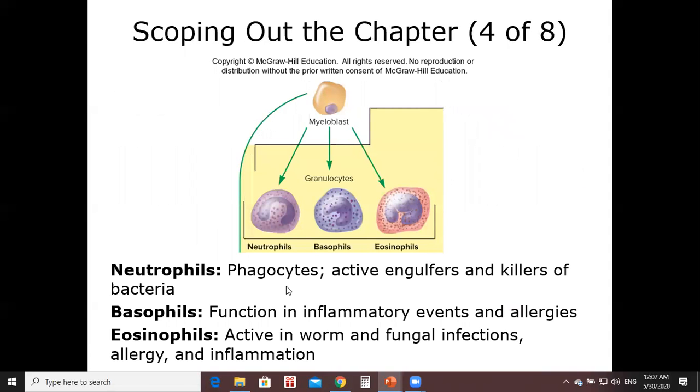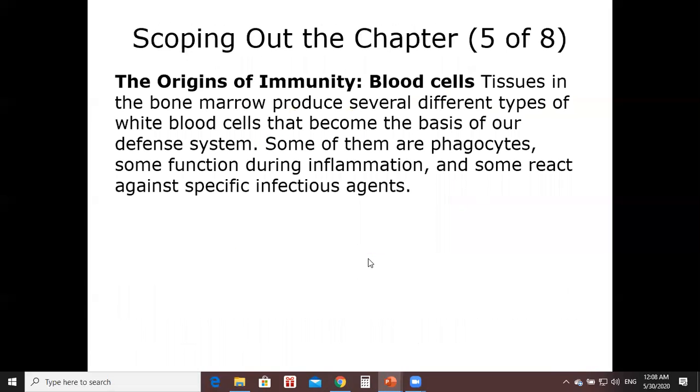We'll talk about neutrophils, which are phagocytes. We'll talk about basophils. They function in inflammation and allergies. And eosinophils. They're active in worm and fungal infections, also in inflammation and allergies as well. And we're going to look at the origins of immunity.